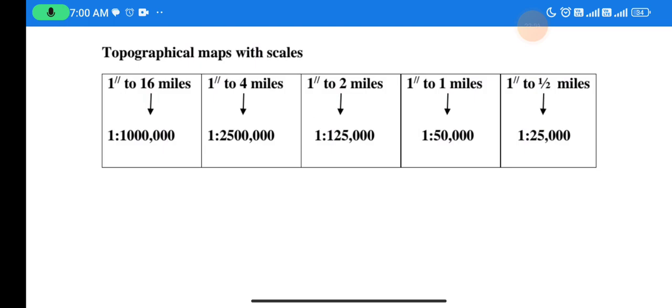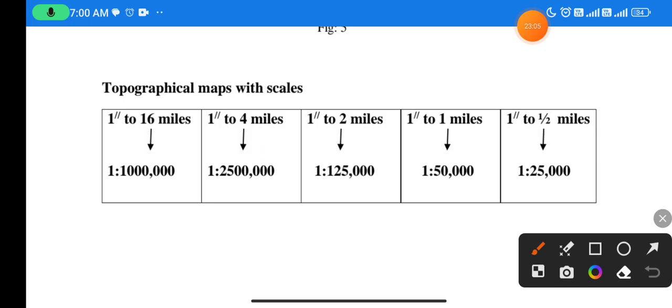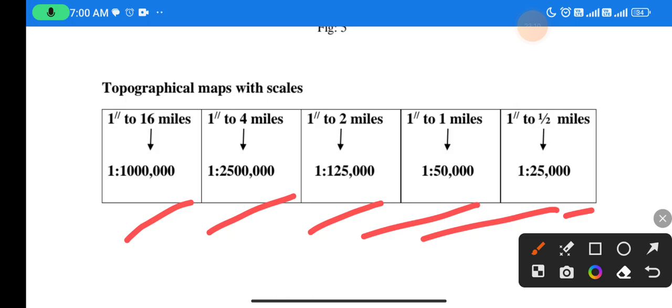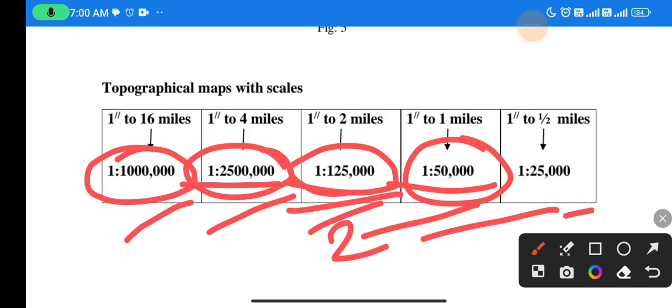See topographical maps with scales. Okay, so here I think it can get clear that you can see there is no 1 lakh scale here. So from 10 lakh we started, then we came to 2,50,000, then we came to 1,25,000. Then if it is divided into 2, we get 1 is to 50,000. Then again it is divided into 2, so 1 is to 25,000.